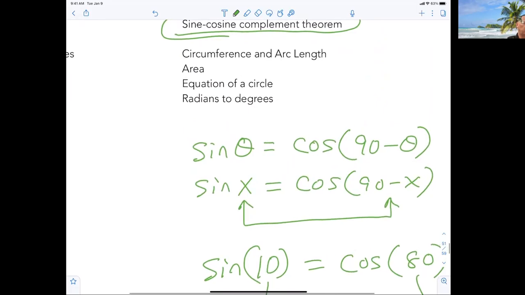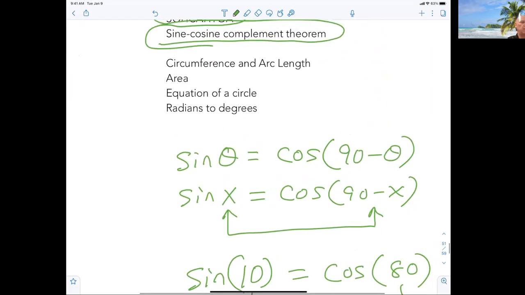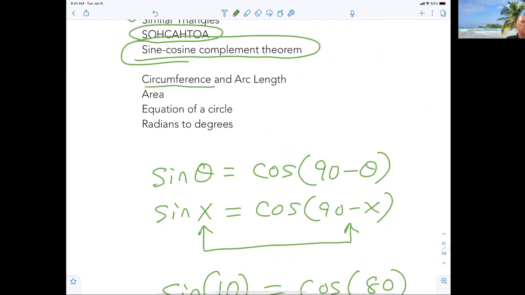I also want to tell you this, even though I don't have time. We know what the circumference formula is, right? That's always on the test. Arc length they're putting on the test. And those of you who had pre-calculus, you know that S is equal to R times theta.